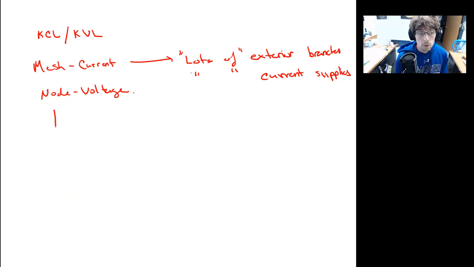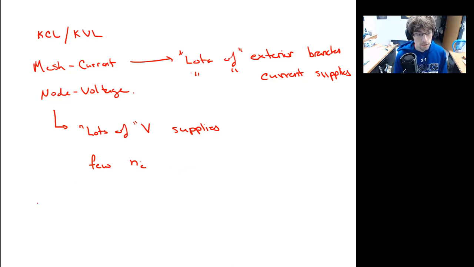For node voltage, you could say lots of potential supplies. That might be one hint that node voltage would be good. Okay. Or a second one, you might say few nodes, essential nodes.